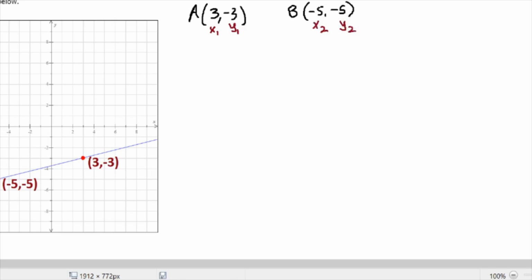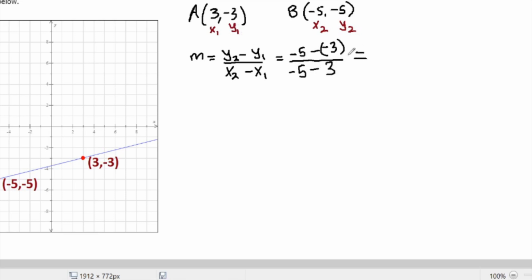The next step is writing the formula for finding the slope, and the slope m is given by y2 subtract y1 all divided by x2 subtract x1. So let's see. y2 is negative 5, subtract y1, and y1 is negative 3. I'll put it in parentheses just so that I don't forget. Divided by x2, which is negative 5, subtract x1, and x1 is positive 3.